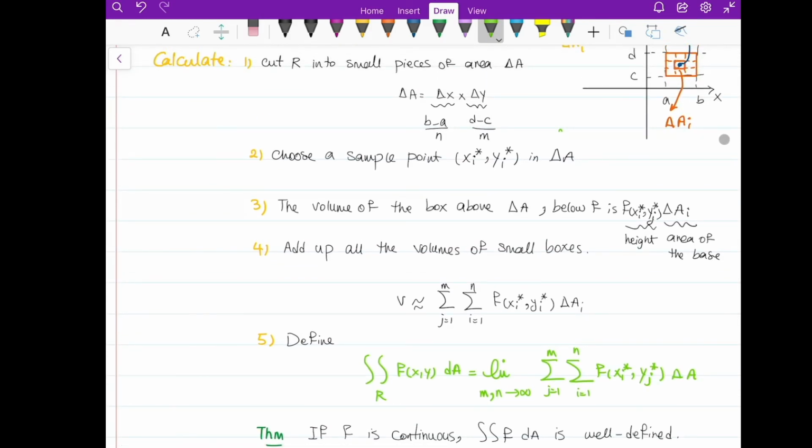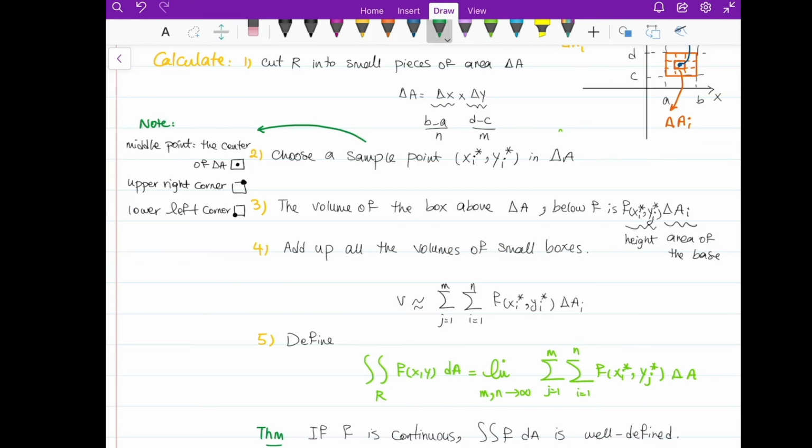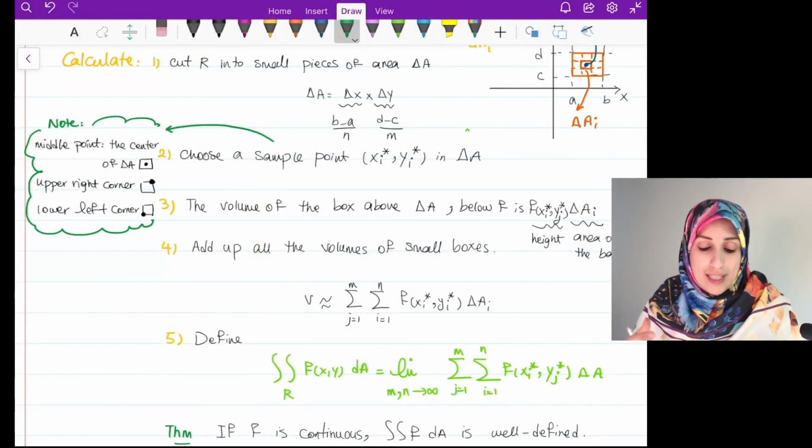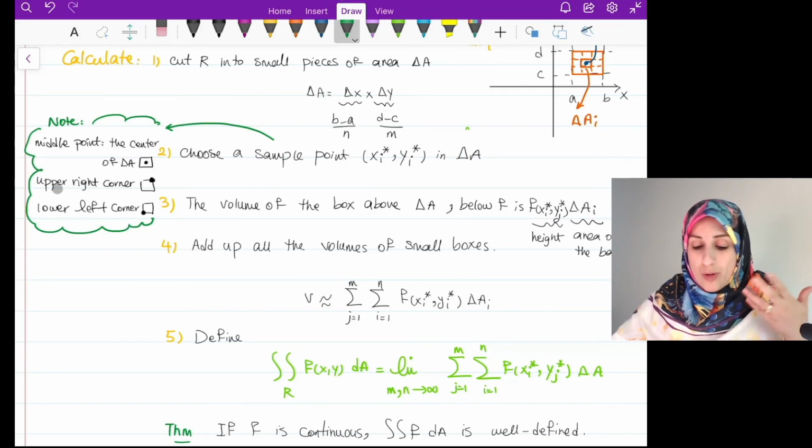How about the sample point? How can we choose the sample point? Let me give you just one small note. The sample point could be the middle point in each of the areas, which means basically the center of delta A. It could be the upper right corner, or it could be the lower left corner of each delta A. That's why we have different names for the Riemann sum, for example, calculating the Riemann sum for the double integral using the middle point, or using the upper right corner.